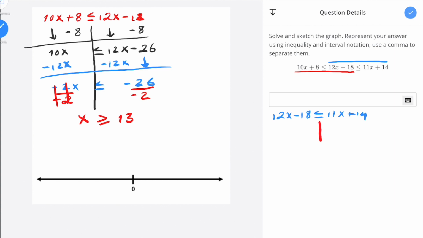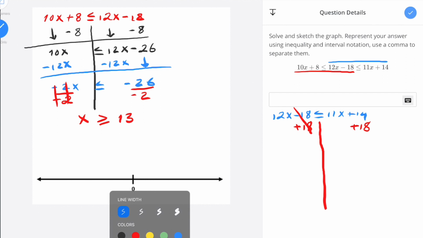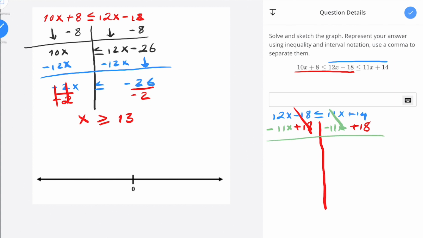We are going to do the same thing for this side. Plus 18, plus 18, cancel that out. Minus 11x, minus 11x, cancel that out. You can do multiple steps at a time, all right? So that's 1x, 12 minus 11 is 1. And 14 plus 18 is 32. Okay, 1x is the same thing as x.